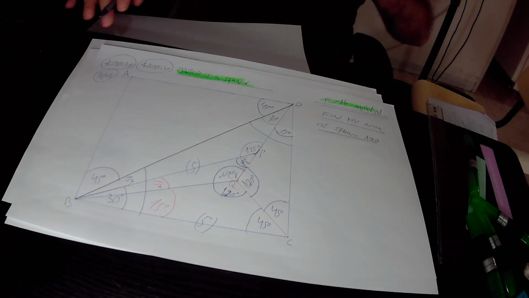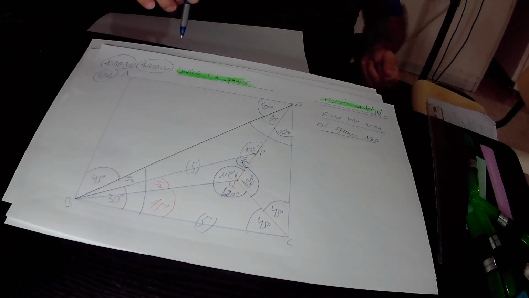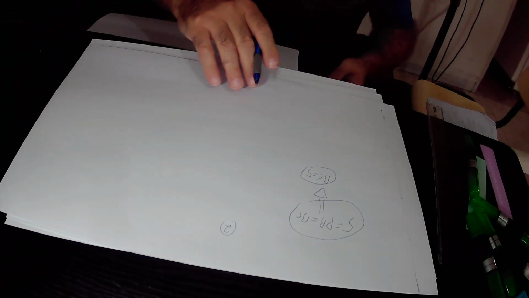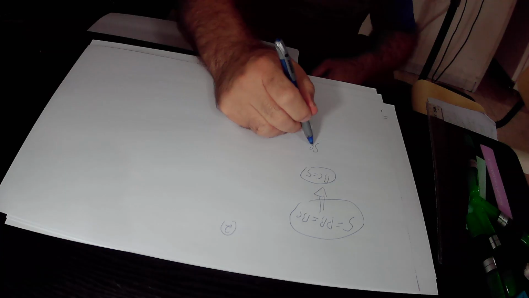And the task is to find the area of this square ABCD. So what is the area of the square ABCD?